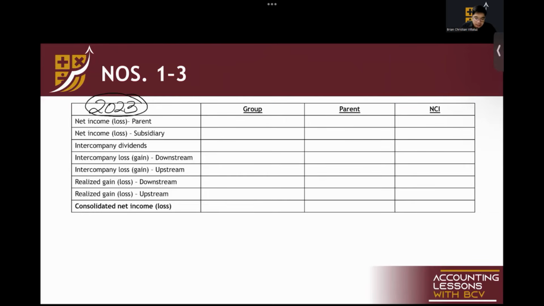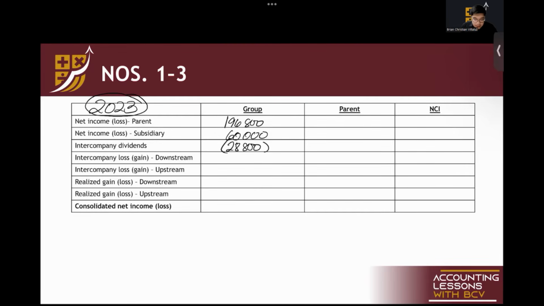So, how much is the net income parent? 196,800. Net income subsidiary, 60,000. Intercompany dividends, magkano yung binayad ni S Corporation na dividends 2023? 36,000. Ilang porsyento lang ang hawak ni parent over subsidiary? 80%. So simply get the 80% of the total dividends paid. That would be 28,800.